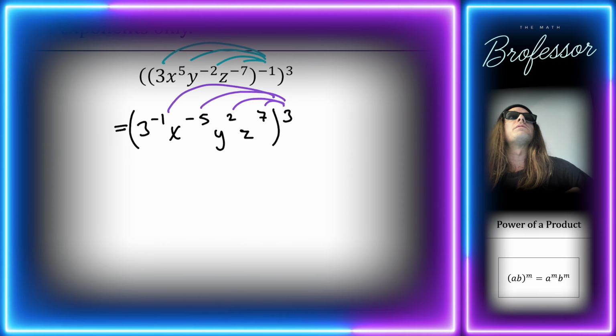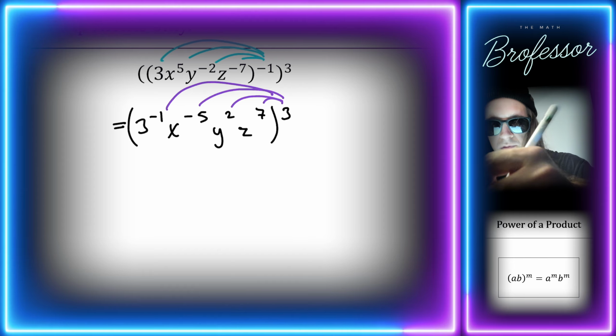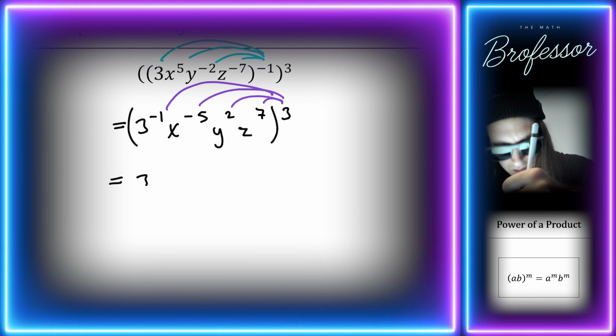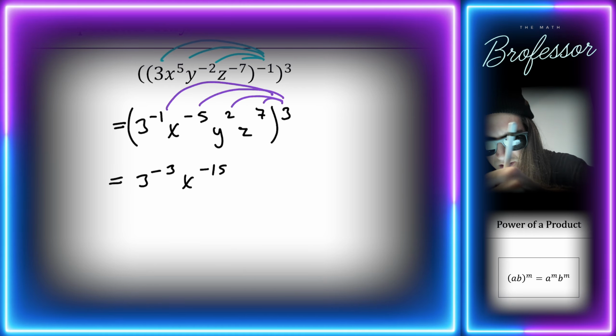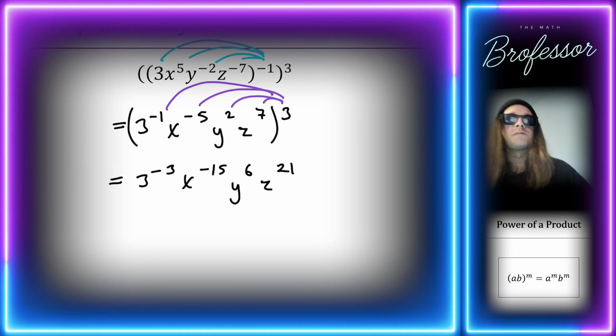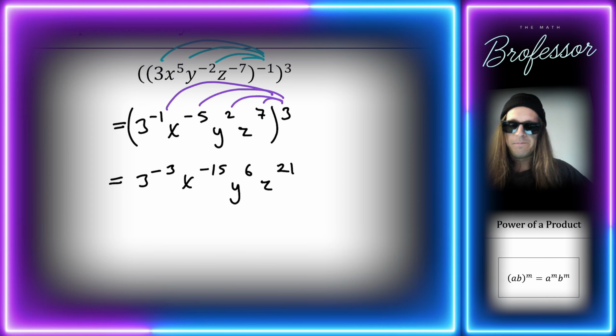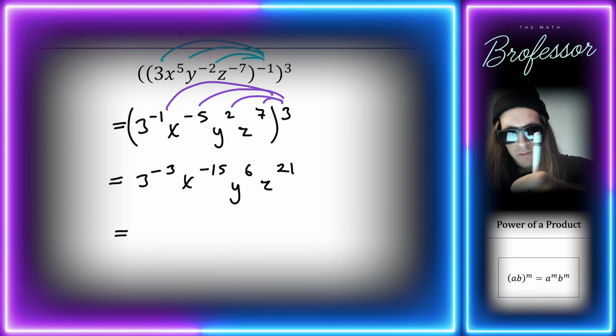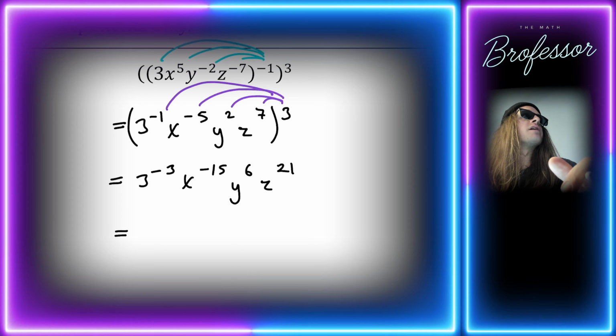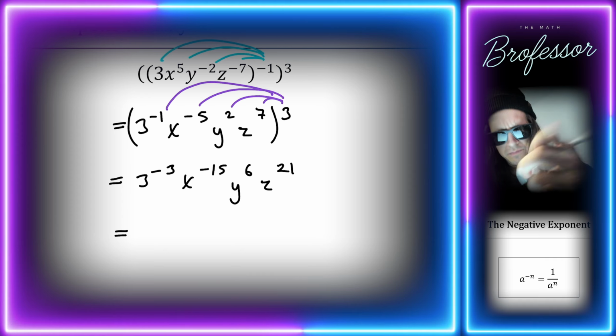Let's pull this down a little bit. Okay. So now we have 3 to the -3. We have x to the -15. We have y to the +6, z to the 21. So I just multiplied all these exponents. This was a power of a product mixed with power of a power, right? Power of a power, you'd multiply the exponents; when you power of a product, distribute them. Good. Now we need to jump into the negative exponent.